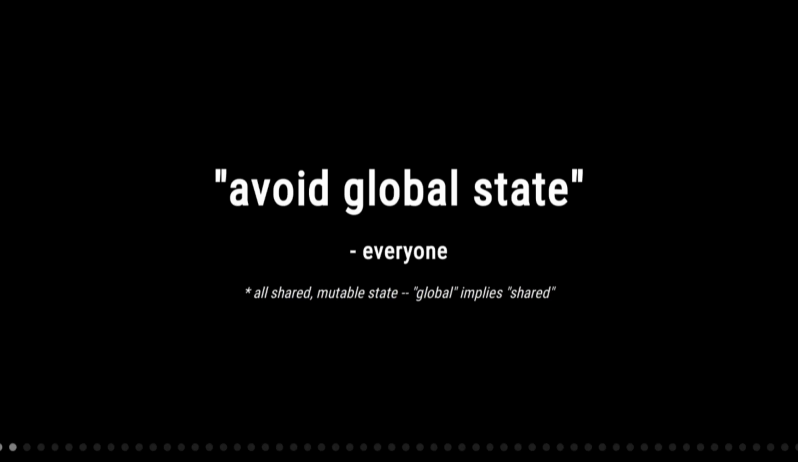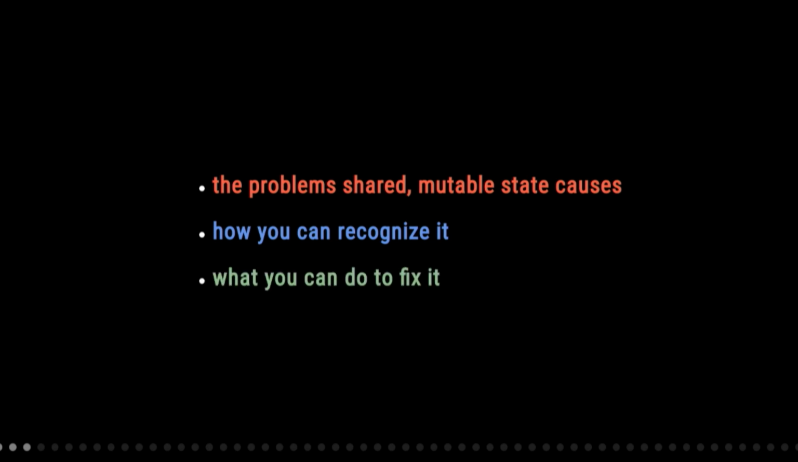So the key word here, that actually isn't in this quote, is mutable state. And it's actually any shared mutable state, but global just implies that it's shared. So we're going to talk a lot about the problems that mutable state causes and come back to that invisible code idea in a little bit. So first we'll go through individual problems caused by shared mutable state, how you can recognize them in your code, like patterns to look for, and then how you can fix some of those things.